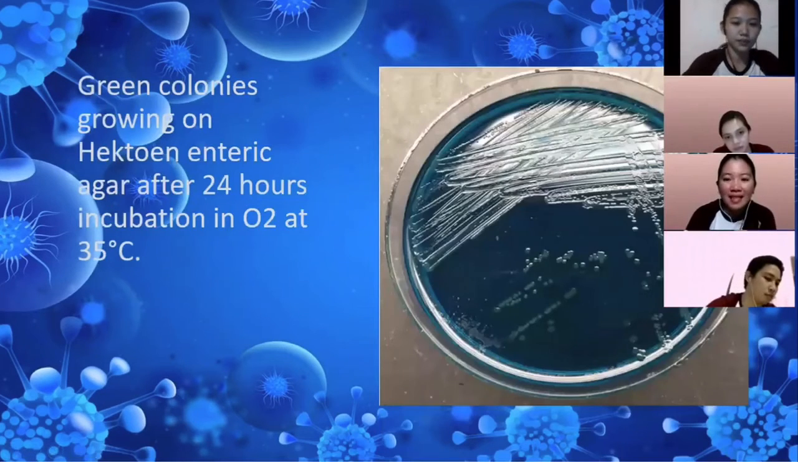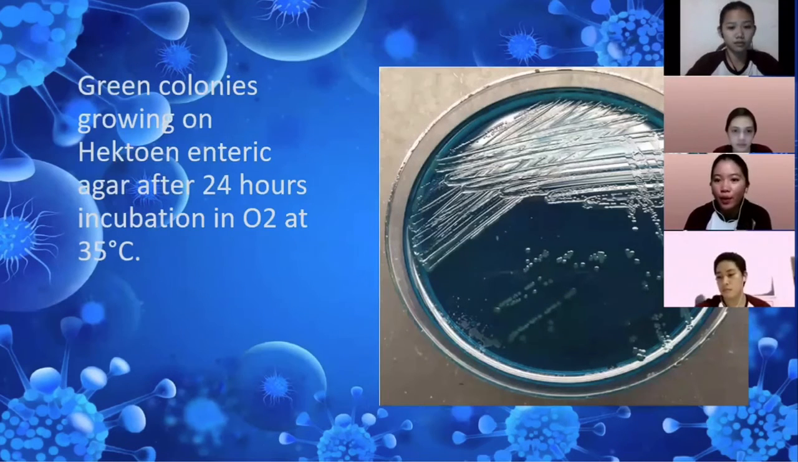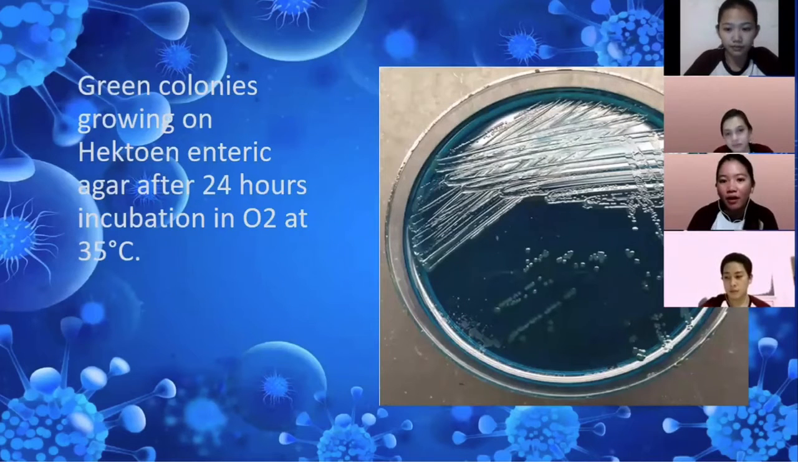So next, as seen in the picture presented, green colonies grew on Hektoen enteric agar after incubating for 24 hours with oxygen at 35 degrees Celsius. Originally, Hektoen agar shows green, but when it is a lactose fermenter, it will turn blue. So the colonies are green; they grew green.